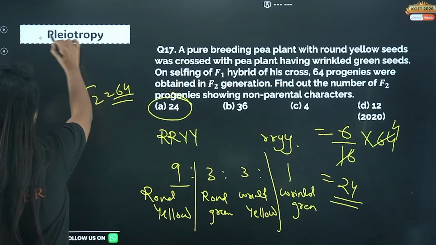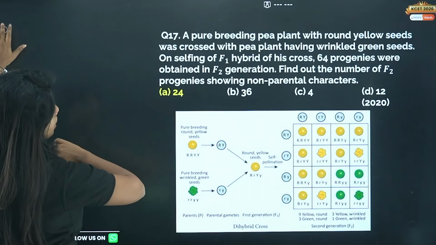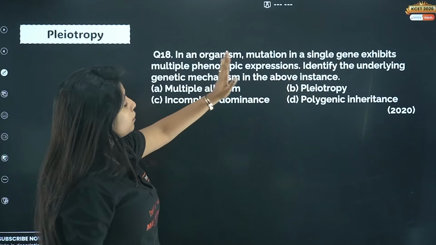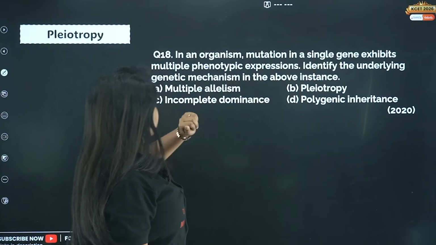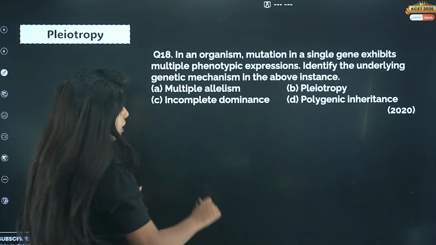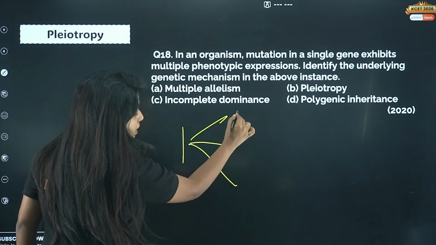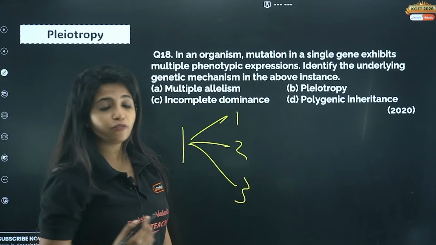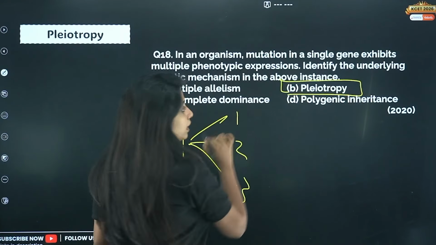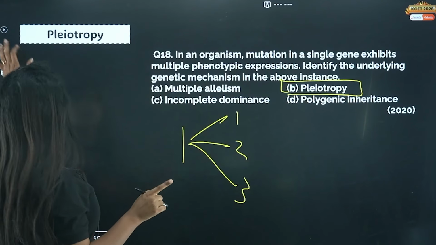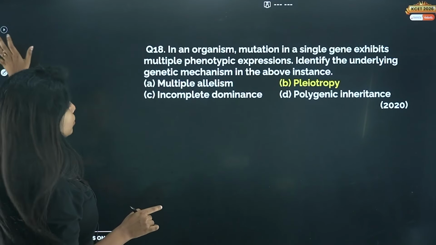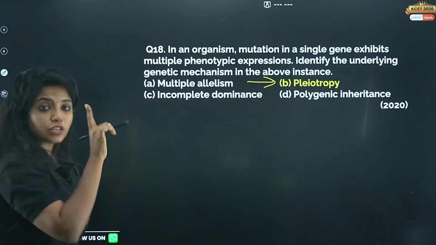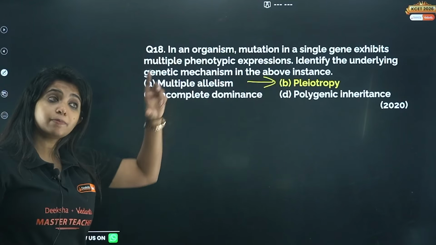So this is not pleiotropy, this is regarding the dihybrid cross. Okay, next. In an organism, mutation in a single gene exhibits multiple phenotypic expression. Identify the underlying genetic mechanism. I told you, a single gene, if it is guaranteeing multiple features or multiple characters, this is an example of what? Pleiotropy. We studied about it directly, and I told you Phenylketonuria is an example for this. Do I have a picture? No, I do not have a picture. That means you have one more question. So pleiotropy is the answer for this question. One gene, multiple character, pleiotropy. Polygeny, multiple genes for one character.